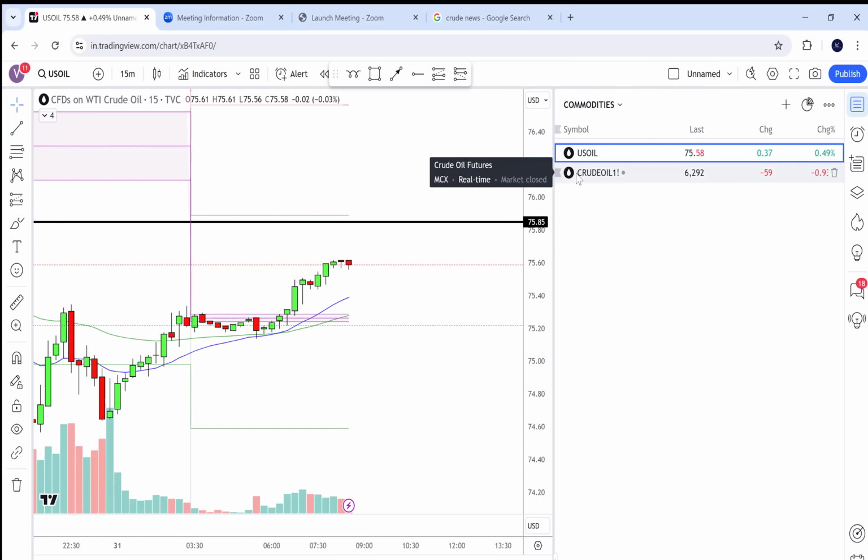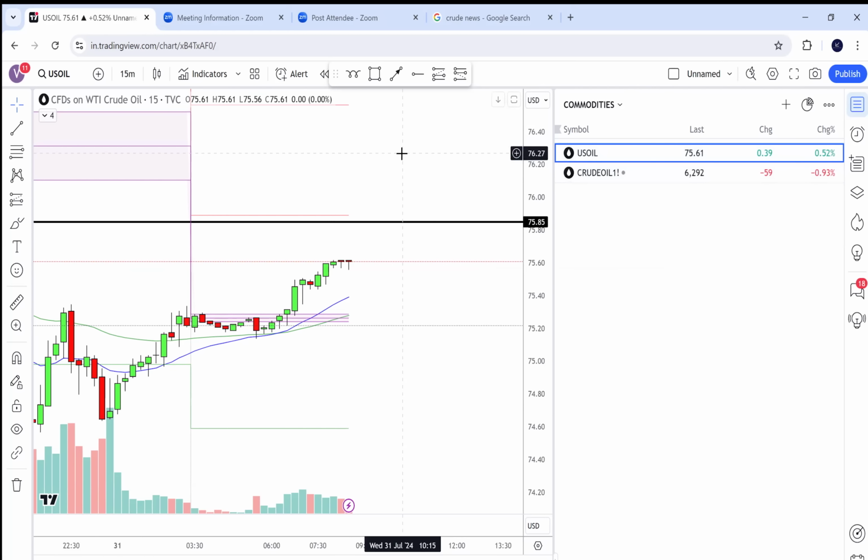Now, which one should you give more importance to? When you are trading with both, you have to give more importance to the first one, that is WTI crude oil. Why? Because unlike Nifty, Bank Nifty, Fin Nifty and all these, which are traded only in the Indian market, crude oil, gold, silver and all these kinds of commodities are mainly traded in the US market, and our Indian markets follow US market crude oil.